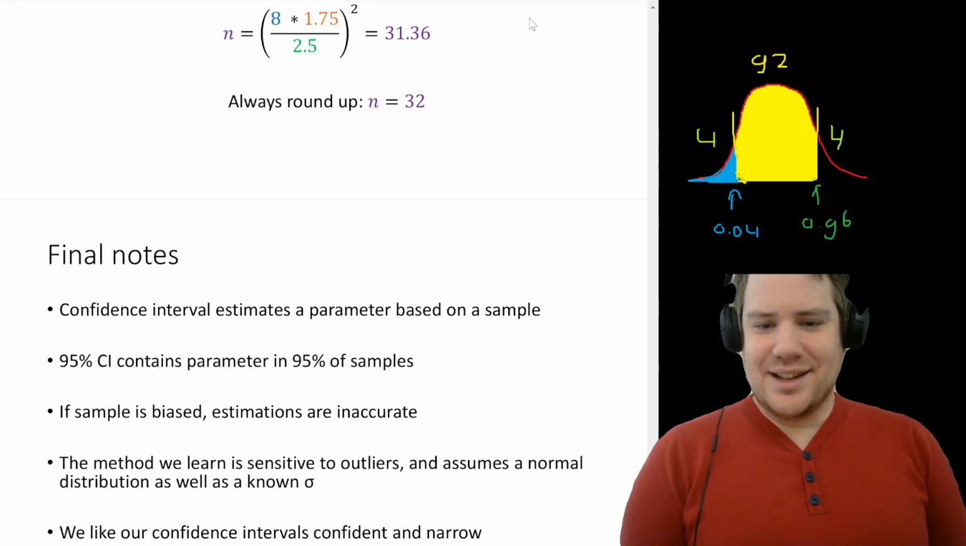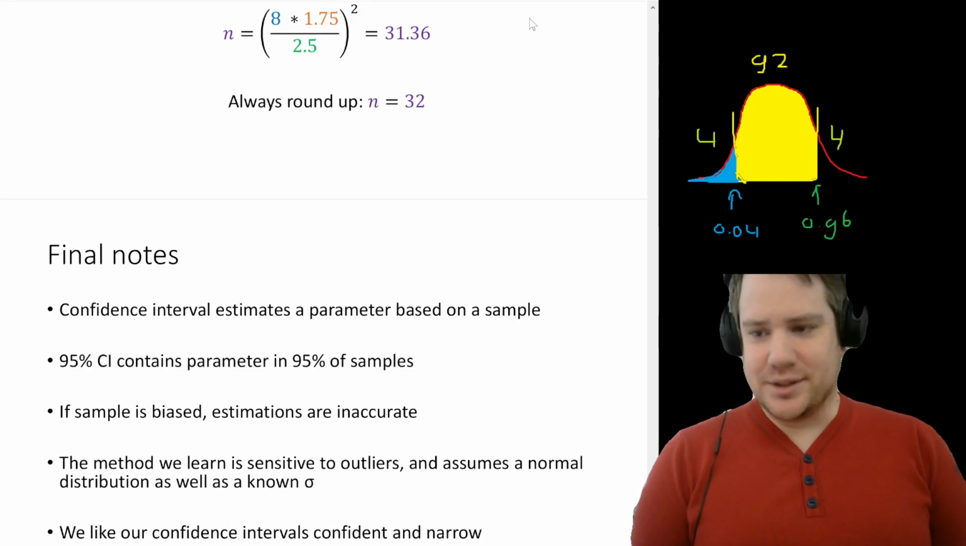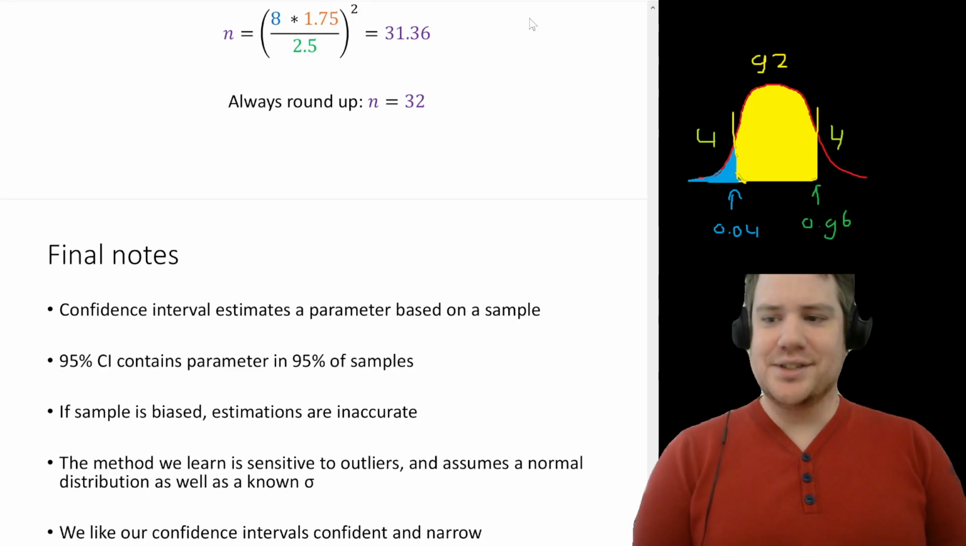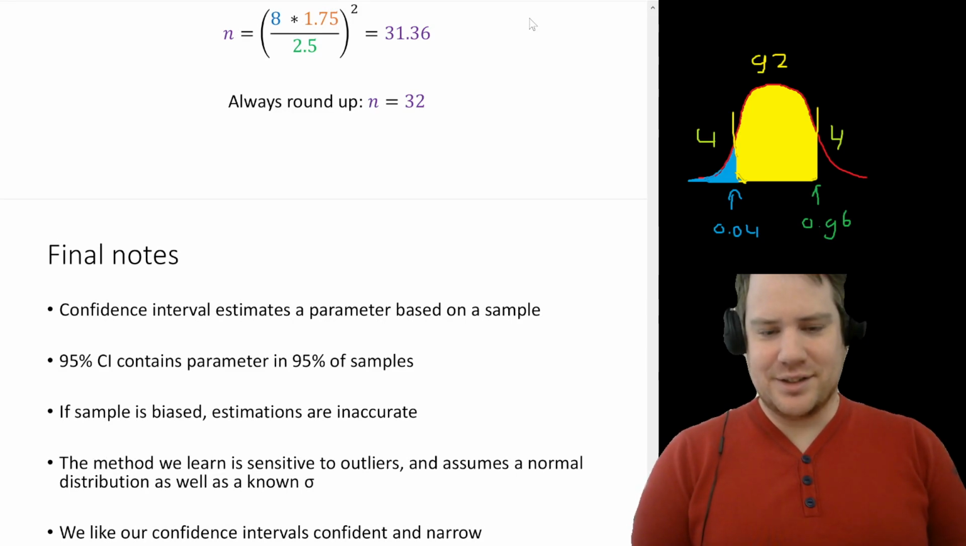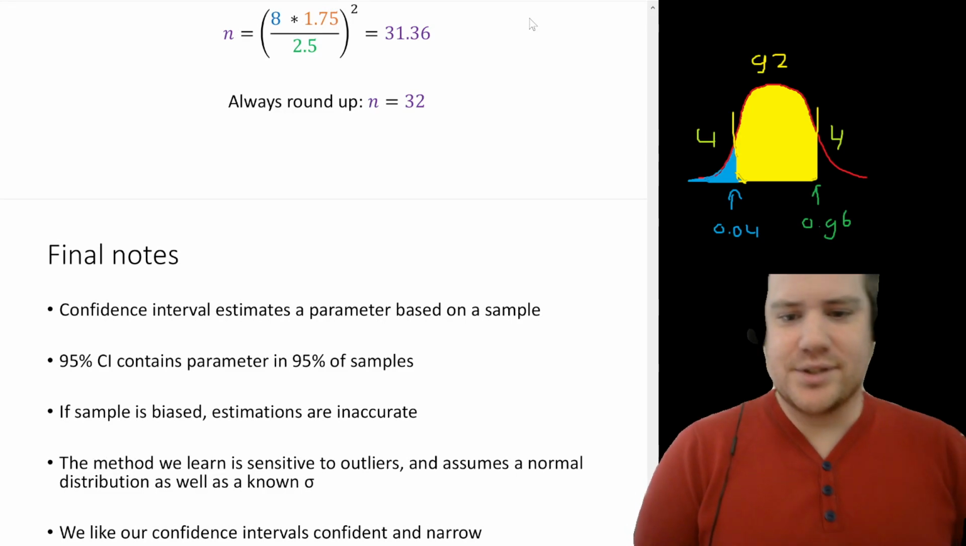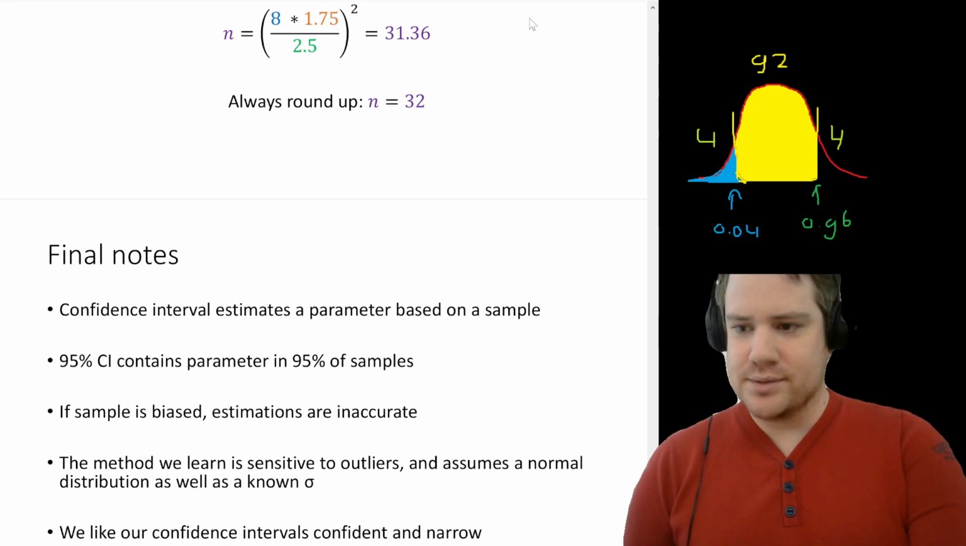And a 95% confidence interval captures the parameter in 95% of samples, to again remind you that it's the sample where the randomness is, not the confidence interval itself. So the method includes the desired parameter in 95% of samples.